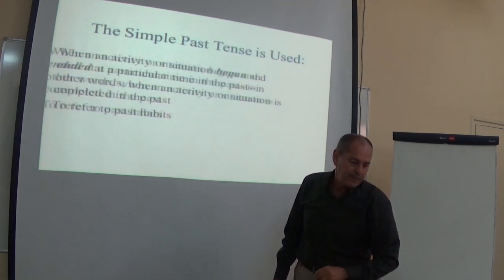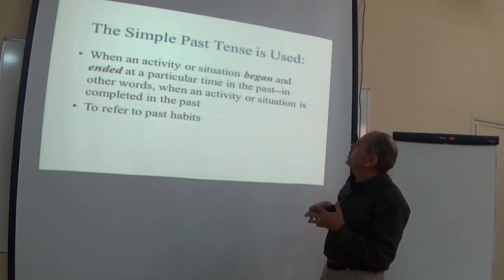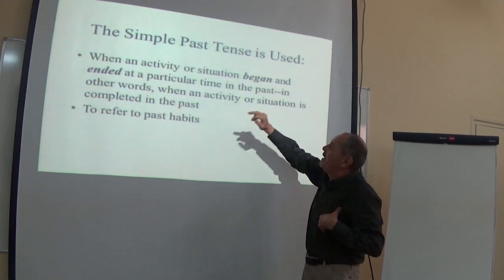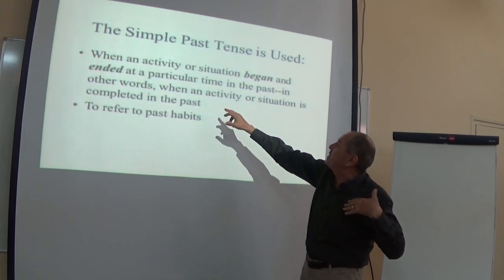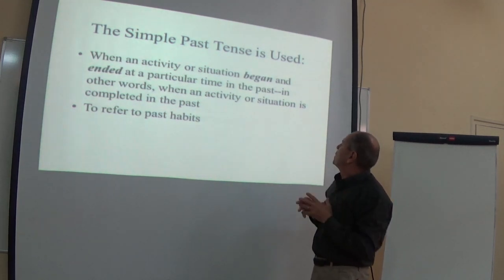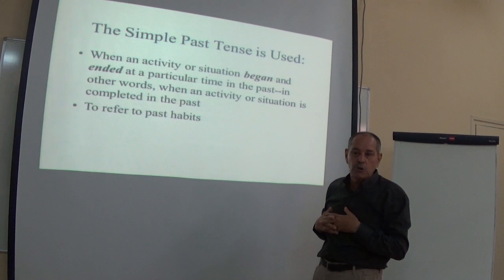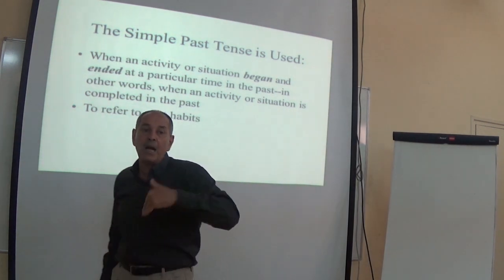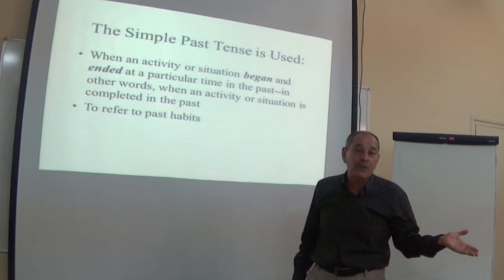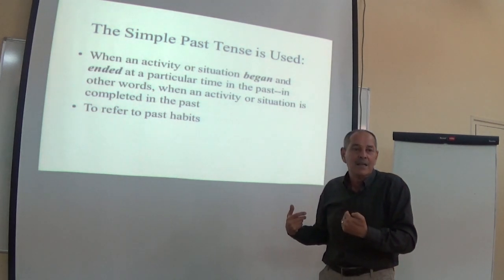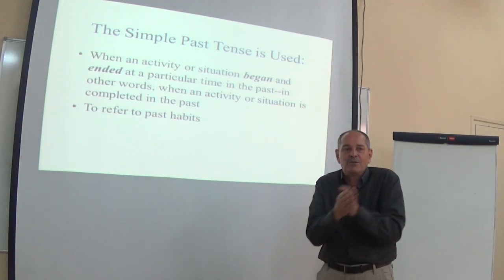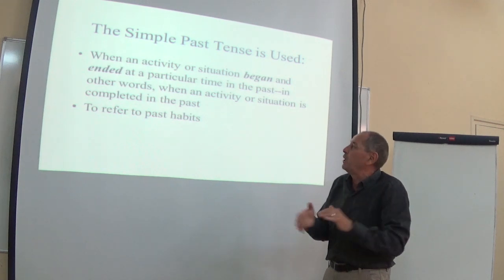Well, when is it used? Well, it is used when an activity or situation began, the past of begin, so we are using the past, and ended at a particular time in the past. In other words, when an activity or a situation is completely in the past. You say, for example, yesterday I went to Algiers. Yesterday I paid a visit to my grandmother. So it happened yesterday. So you have a fixed time, and time has changed. We are today, so it happened in the past and it is completely finished.